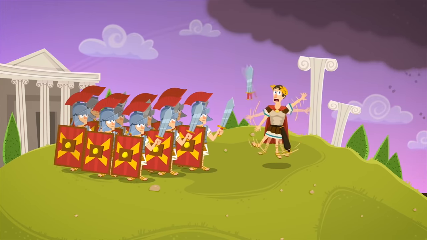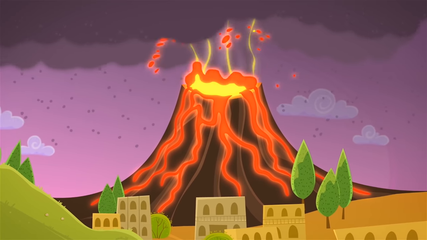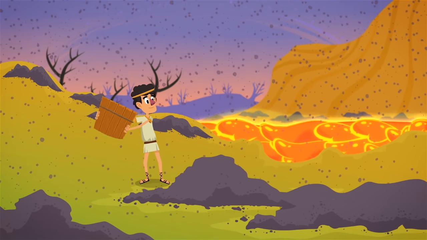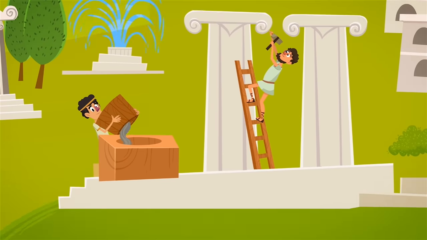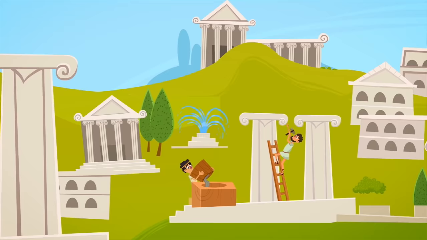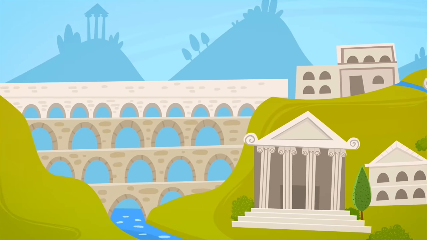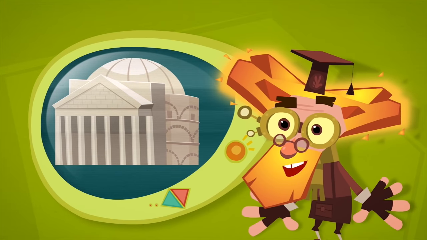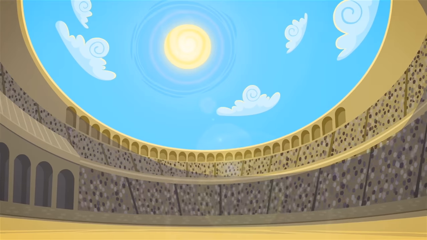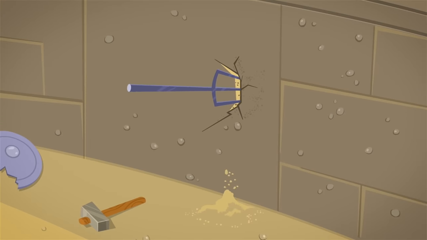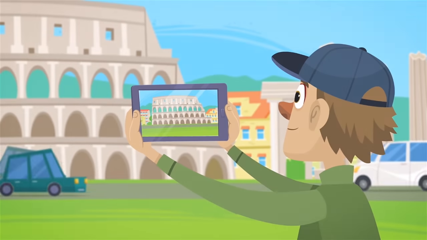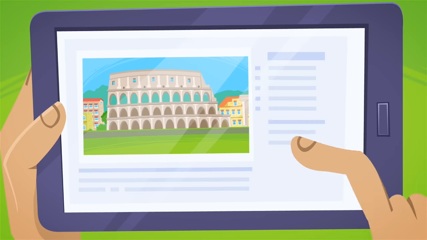In ancient Rome, volcanoes helped make concrete. After they erupted, people would mix the volcanic ash with stones, lime, and sand. This concrete was used in many of the famous buildings constructed in that time. For instance, the Pantheon with its concrete dome. And this one is the famous Colosseum. It was also made with concrete. The Colosseum is almost 2,000 years old, but it's still standing strong.